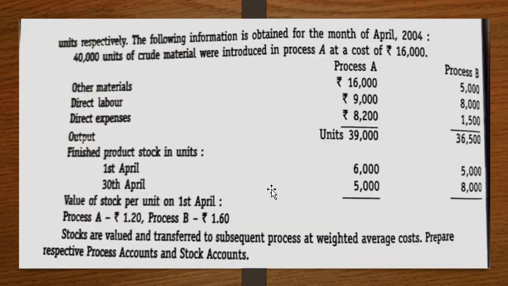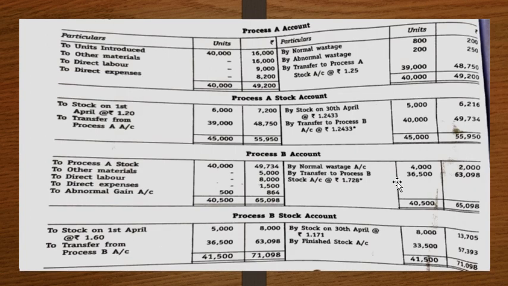In this problem the question gives you the output units. For process B the output units are 36,500. So now we have input units of 40,000, then we have the normal units and the exact output units for that process, which is 36,500. So we will add up. For input there are 40,000 units; for output, 36,500 plus 4,000 will give you 40,500. If you look here, in input you have 40,000, and in output you are getting 40,500, where your output is more than your input.